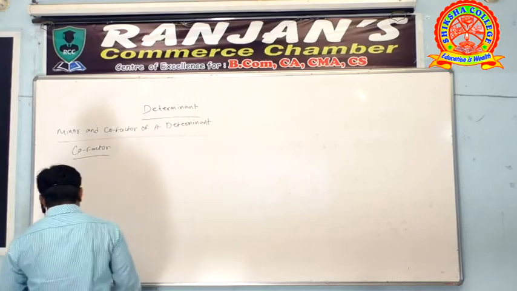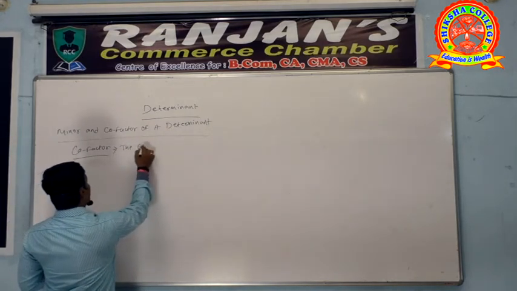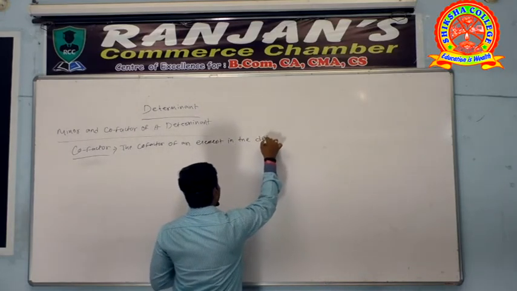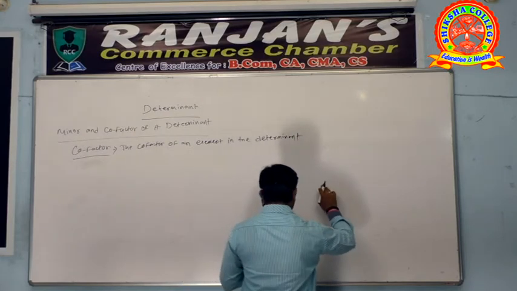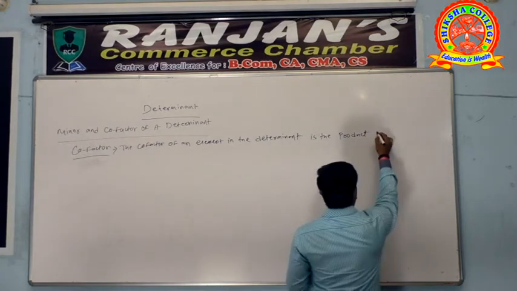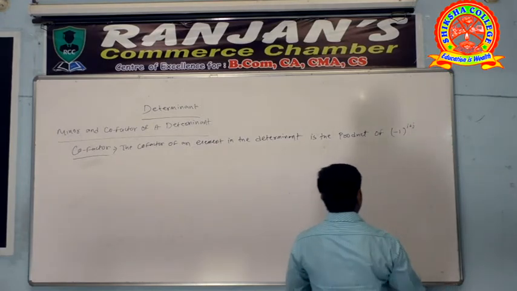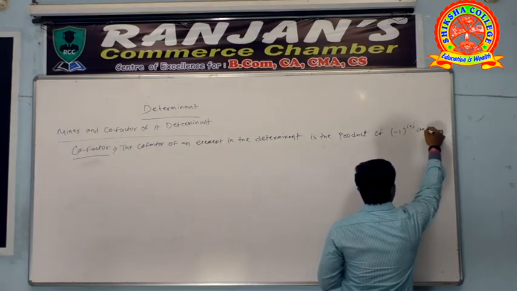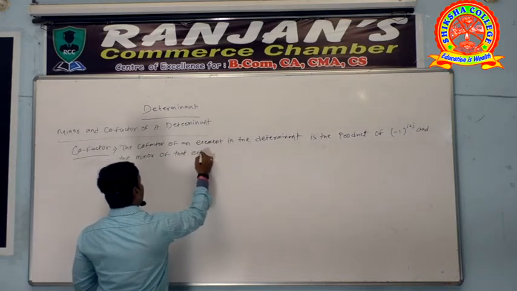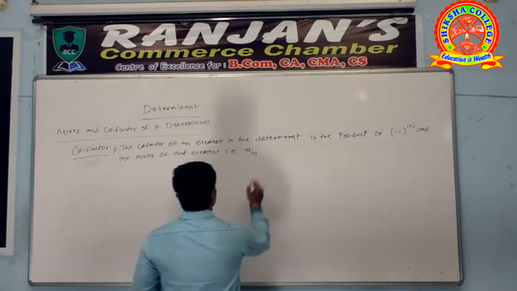Okay, so what does it mean? See, the cofactor of an element in the determinant is the product of minus 1 to the power i plus j and the minor of that element, that is M i j.